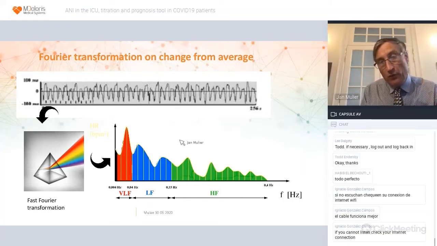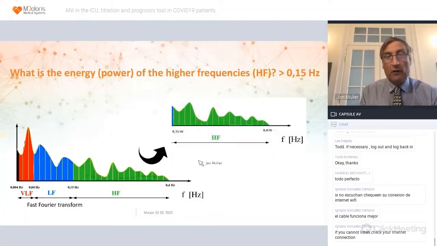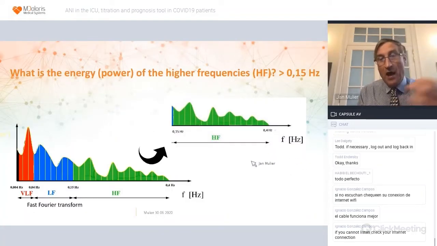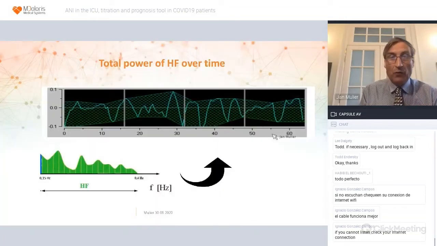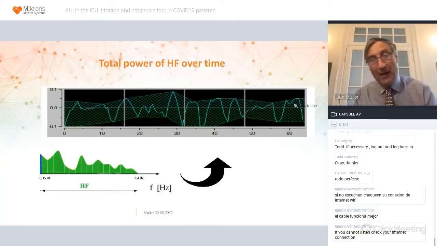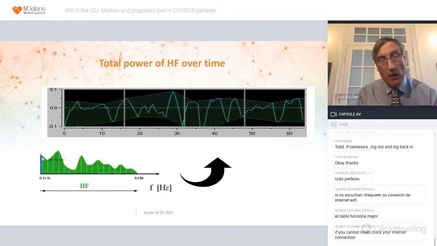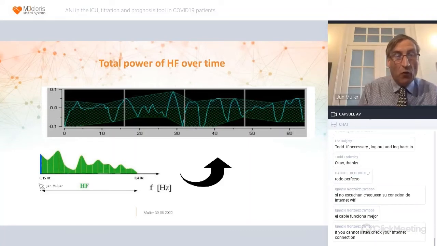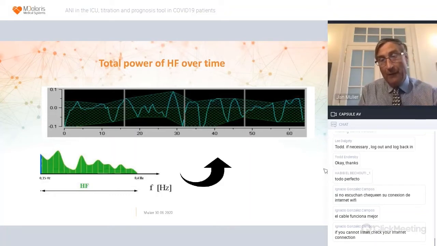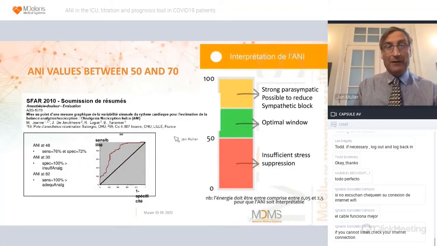To look only at the parasympathetic system, we cut off somewhere at 0.15 hertz. We cut off and look only at the amount of power available in the Fourier transformation of the heart rate variation. So we cut this part off, and then we look at what is the amount of power there and set it out in time. What you will see here in the graph is the amount of power visible in the higher frequencies between 0.15 and 0.4 hertz. This amount of power will tell what the amount of the parasympathetic system is.